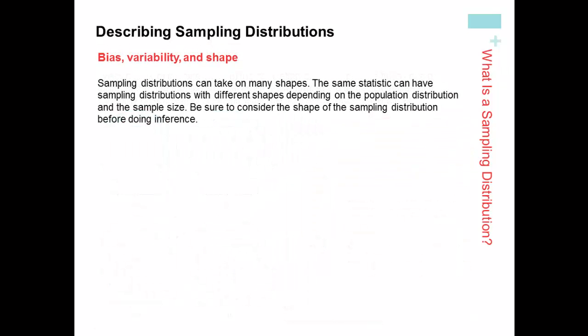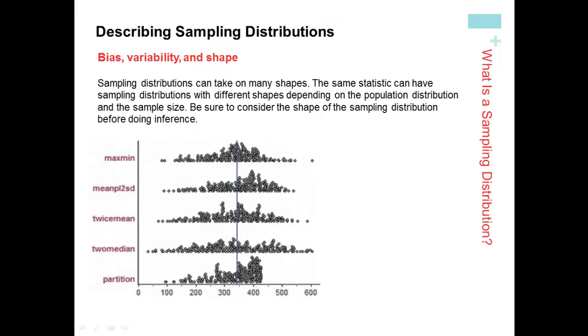Sampling distributions can take on many shapes. The same statistic can have sampling distributions with different shapes depending on the population distribution and the size of the sample. Be sure to consider the shape of the sampling distribution before doing inference. Here are 5 different graphs of a sampling distribution.